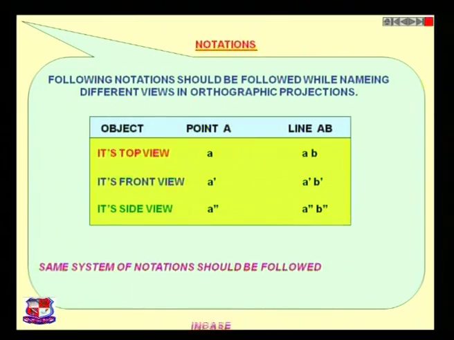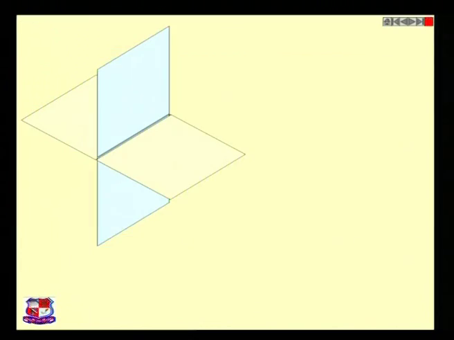The same system of notation can be used in the case of numbers. If it is top view, then it would be 1 for a point, line 1 2, front view 1 dash, side view 1 double dash, etc. Very simple. Top view only the letter, front view one dash would be added, and side view two dashes would be added. That's very clear. Now we will see the next portion.